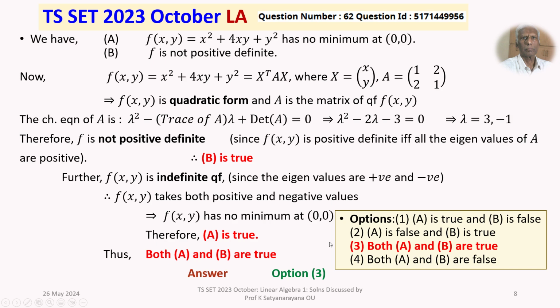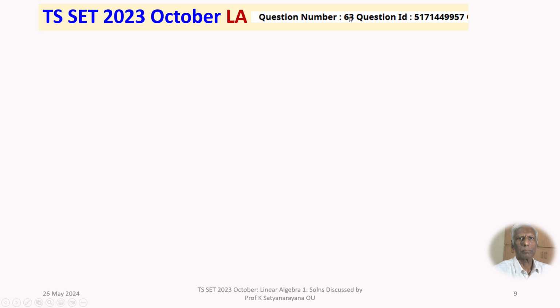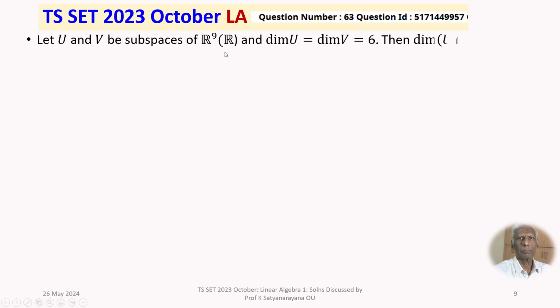And let's now move to the next question. Question number 63. The given question is, let U and V be subspaces of R power 9 over R, where R is the set of real numbers, and the dimension of U is equal to the dimension of V is equal to 6. Then the dimension of U intersection V will be at least, we are given 4 options.